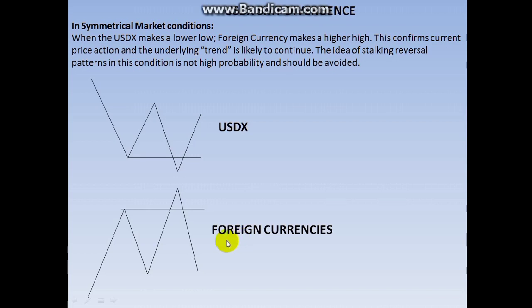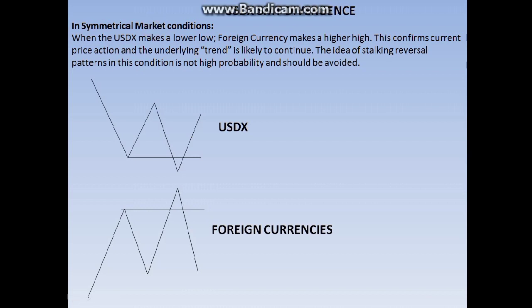Now, what we're going to be looking at is the dollar SMT divergence, which is smart money divergence. Remember, this is mostly focused on the dollar pairs, which are any foreign assets that are paired against the dollar. That's what SMT is all about. Now I'm going to look at the two market conditions: symmetrical market conditions and non-symmetrical market conditions.